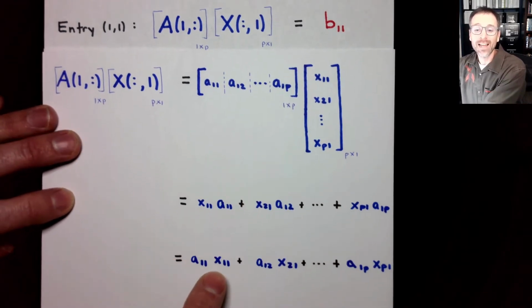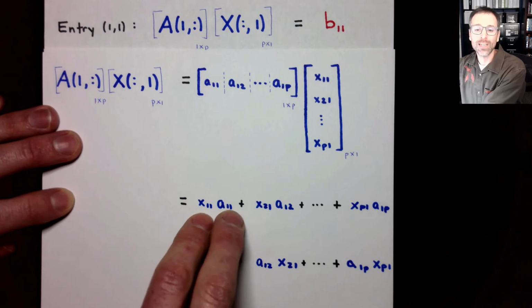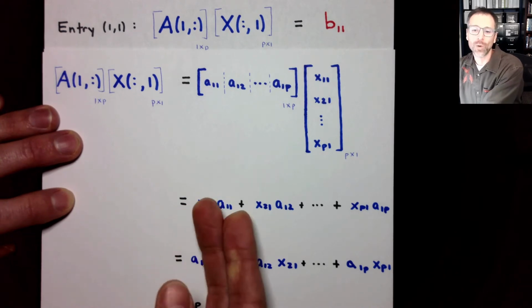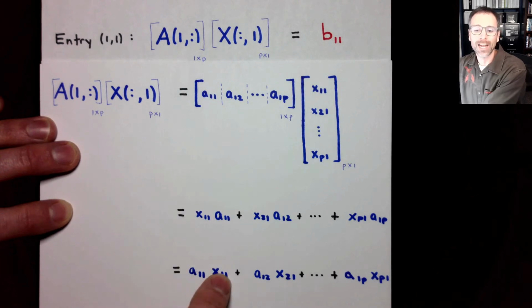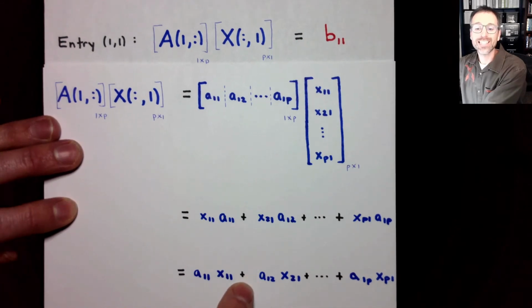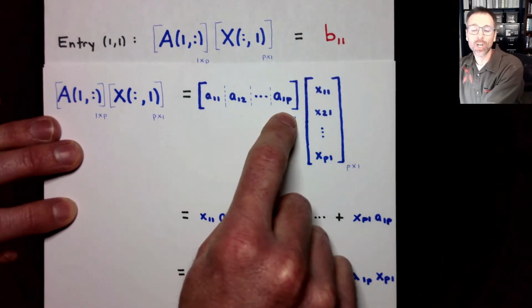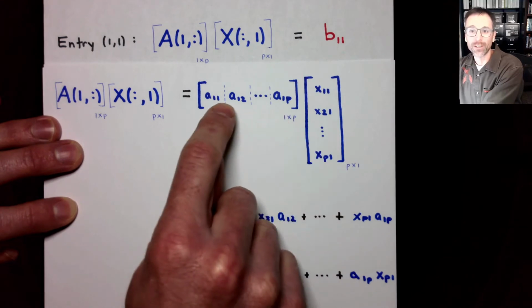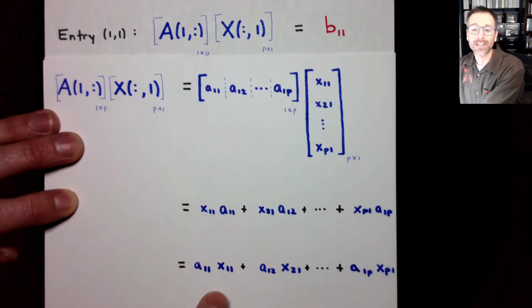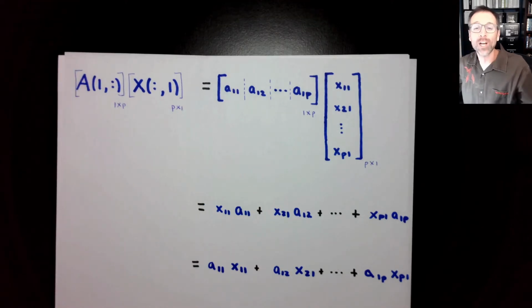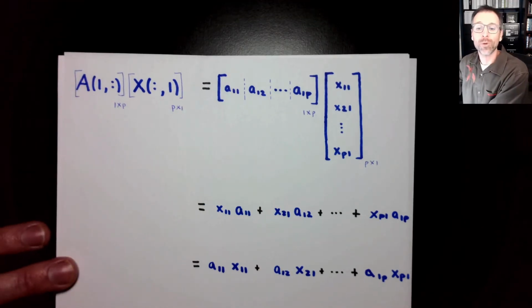Another way to say that comes from thinking about commutativity. These are both scalar multiplication, so I can flip the order because real numbers are commutative. So this ends up being A11 X11 plus A12 X21 plus A1P XP1. But of course, this is a dot product between this vector as a column vector and that vector as a column vector. Notice that if I just pair up the individual entries and sum up the products, that's a dot product, which is why we call this the dot product version of matrix multiplication.